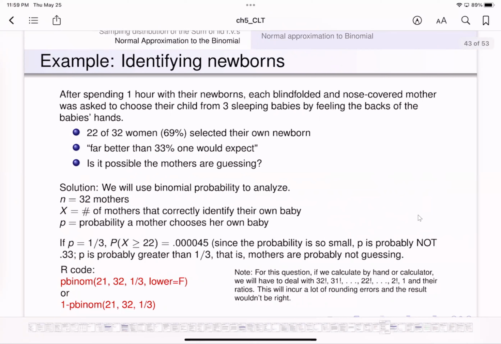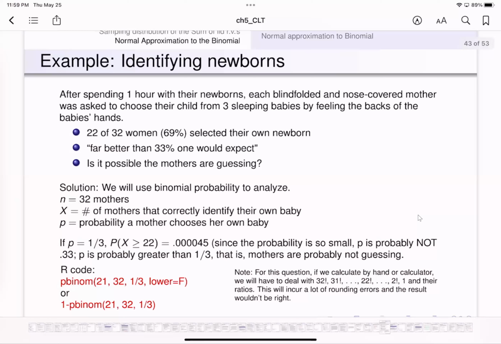Does it really say that the mothers do not make random guesses? Because if they randomly guess, then which one is their baby out of the 3, it's a 1 out of 3 chance, 33% chance of finding their baby. But here we see that more than 2/3 of the mothers identified their own newborn. So here, let's use the binomial probability to calculate the chance of observing 22 or more of the mothers selecting their own baby out of the 32 mothers.